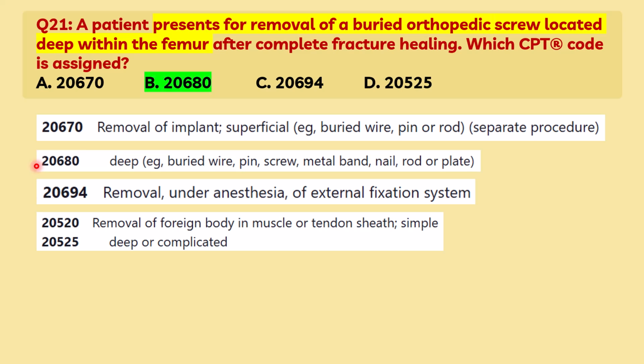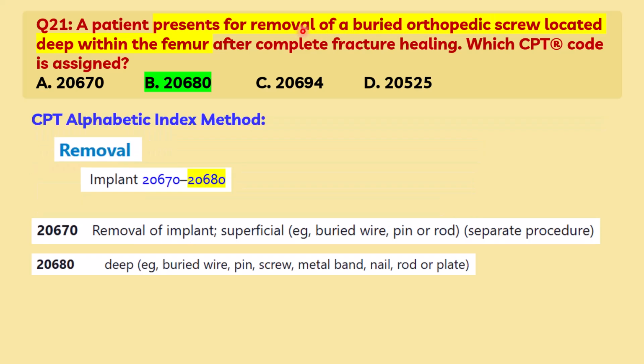If you want to find the answer using the CPT alphabetic index, here the main procedure is removal. So the main index term is removal. Then go for the subterm implant. It will lead you to the codes 20670 and 20680. Again come back to the tabular list and confirm the answer. Once you confirm, the correct answer will be answer B.